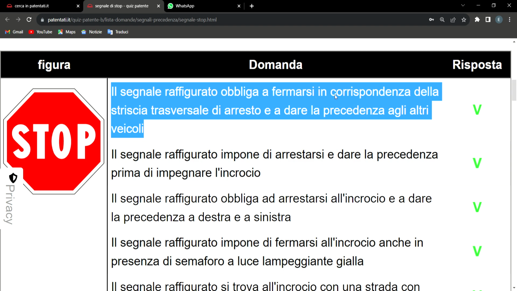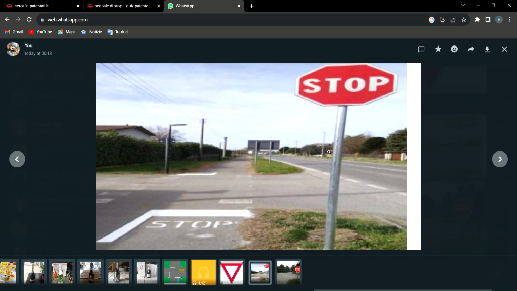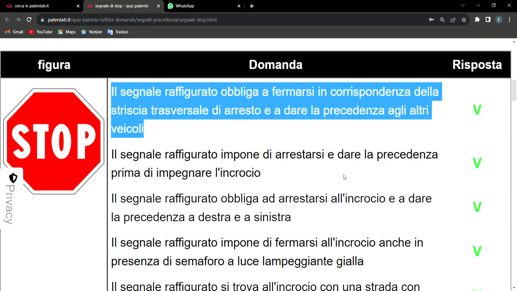In corrispondenza simply means the actual place where the stopping line is. Della striscia transversale, striscia transversale is the stopping line. You can see it here, this is the striscia transversale. So corrispondenza means you have to stop at the actual place where the line is. That is the reason why this one is vero.